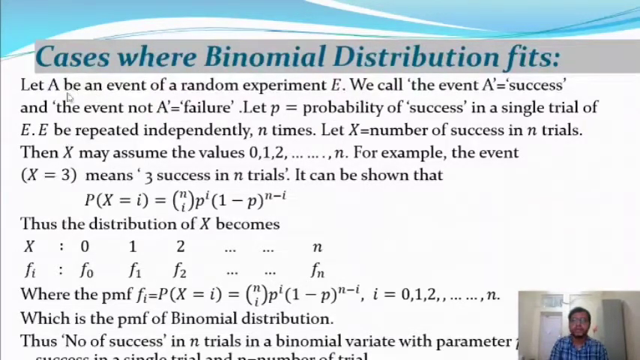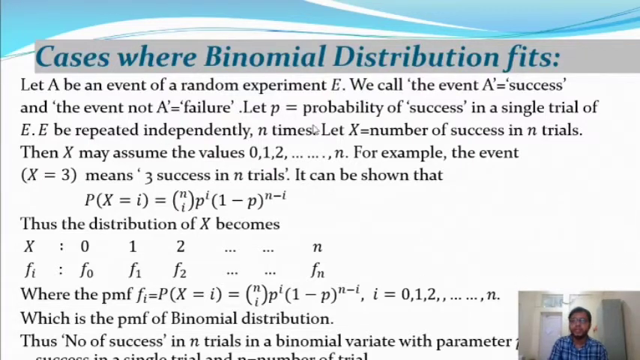Okay, let A be an event of a random experiment E, and we call the event A a success. A is a subset of the sample space, and the event not A we say is a failure. So in a binomial distribution there are two possibilities: the first possibility is success and the second possibility is failure. So here p is the probability of success and 1 minus p is the probability of failure.